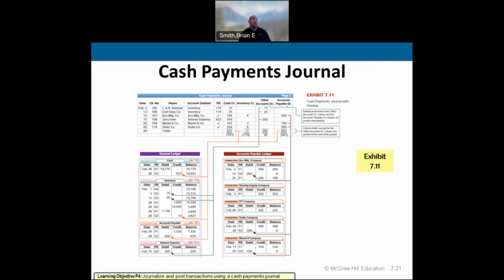Cash payments journal. Again, this is when we're paying out any cash. So we're going to credit our cash every single time. And then here's the account we're going to debit, and we're going to put the amounts in each one of these. So, let's see, other accounts. We had salaries expense, so we're paying out our salaries here.